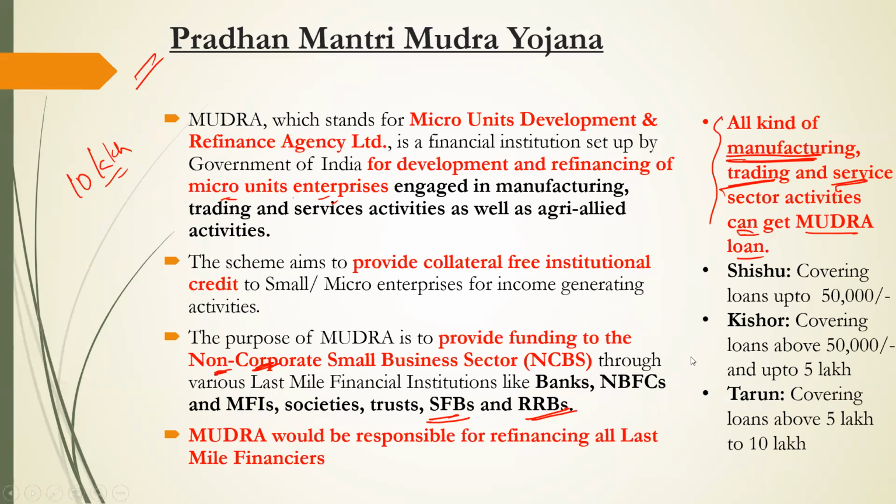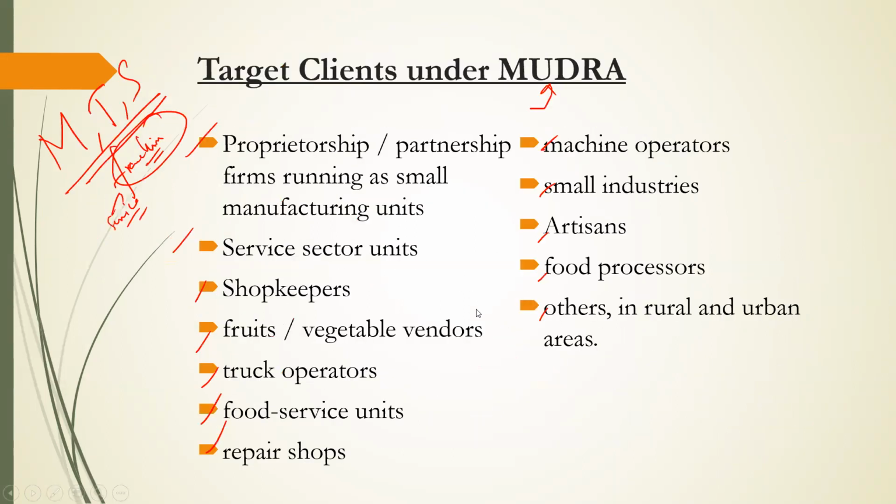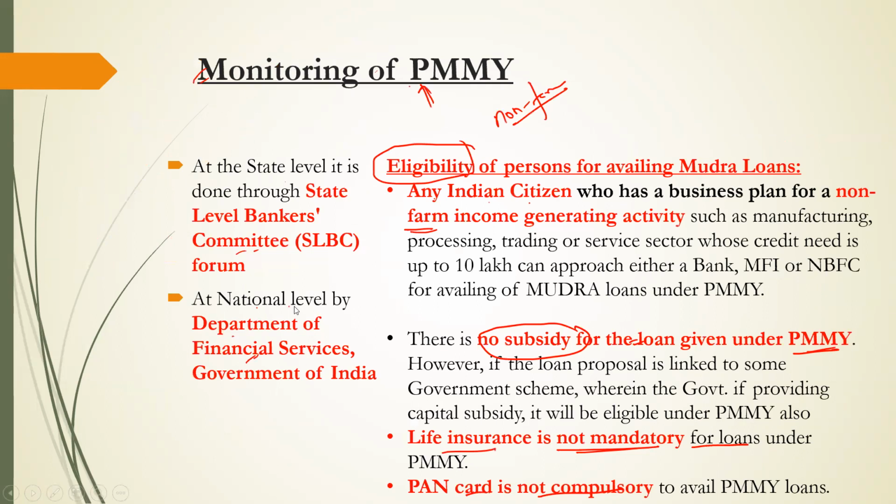Okay, so there are three specific categories here: 50,000, 50 to 10,000, and 5 lakh to 10 lakh. Okay, three categories. Fine. All right, now who is monitoring the scheme? You can see at the national level it is Department of Financial Services. Fine. Okay, come to the next scheme.